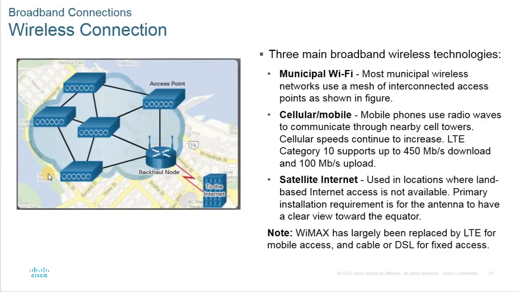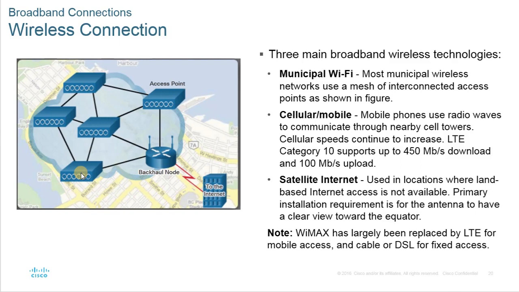There are a lot of options that we can actually use when it comes to wireless connections. We have municipal Wi-Fi. Most municipal Wi-Fi or wireless networks use a mesh of interconnected access points, like this one. They are in mesh connections so that it can cover a large area. That's why they call it municipal Wi-Fi.